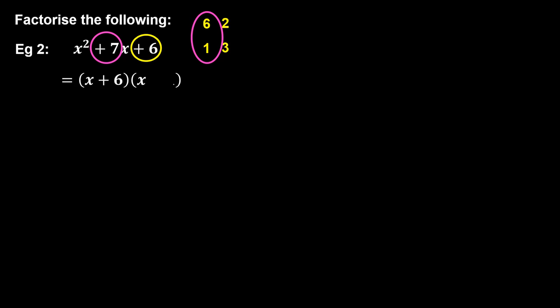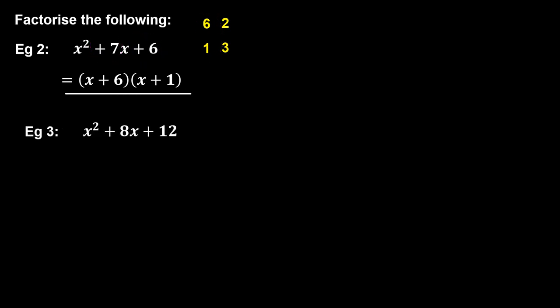Let's work through a few more. We've got x squared plus 7x plus 6. So we first look at plus 6 and decide what numbers will multiply together to give me 6. 6 and 1 and 2 and 3. Now I'm looking for the combination that will add to give me 7. Will 6 plus 1 give me 7, or 2 plus 3 give me 7? And 6 plus 1 will give me 7. So those are the two numbers that will end up in the brackets. It's x plus 6 and x plus 1.